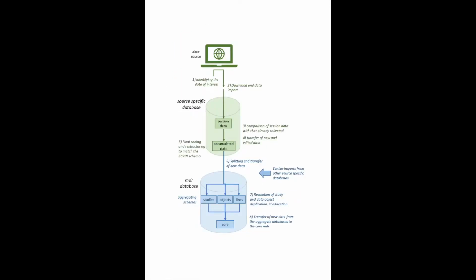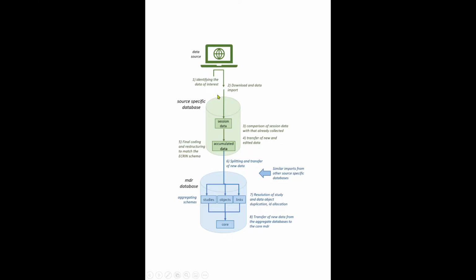So in a bit more detail, the individual source-specific databases actually consist of two groups of tables. One is called the session data tables, the other accumulated data. The session data tables receive the data from each individual import. So they're torn down and rebuilt for each import.